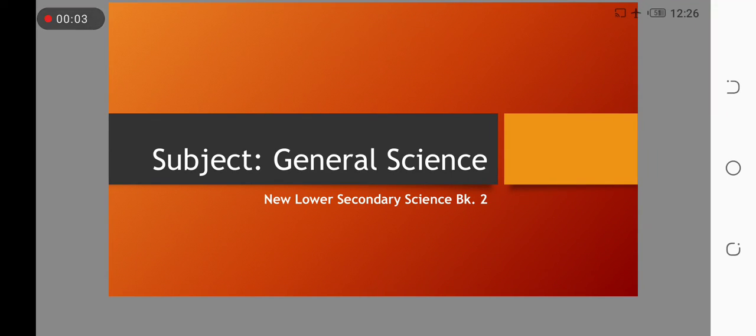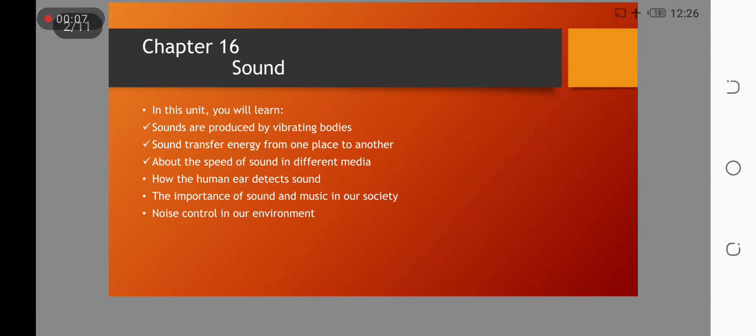Assalamualaikum dear students. We are covering chapter number 16, Sound, of New Learner Secondary Science Book 2. In this unit we have learned about how sound is produced by vibrating bodies and how sound transfers energy from one place to another. We have also discussed the speed of sound in different mediums.